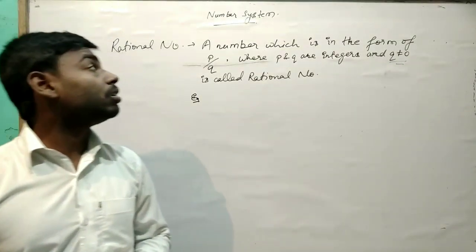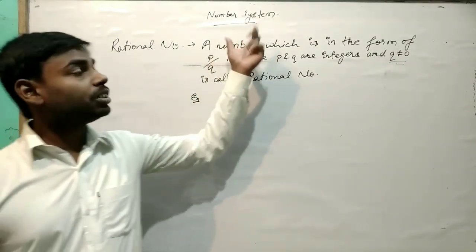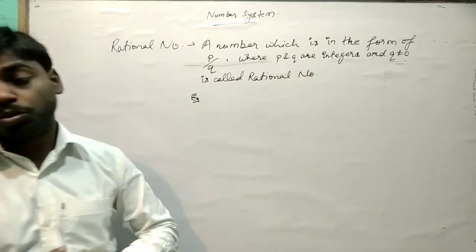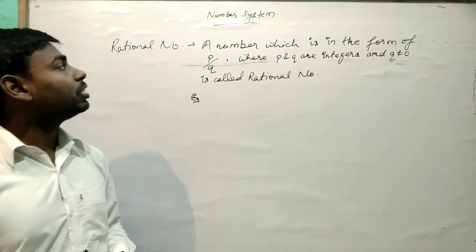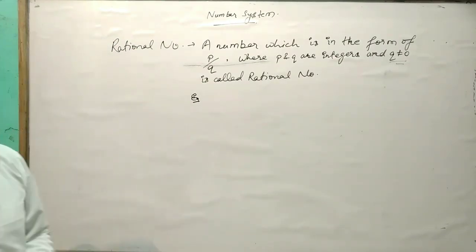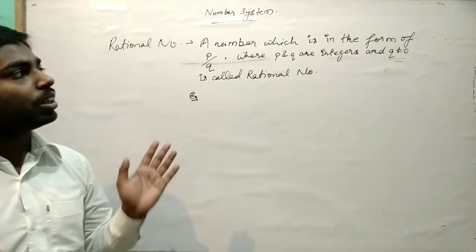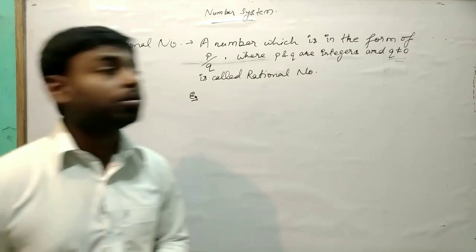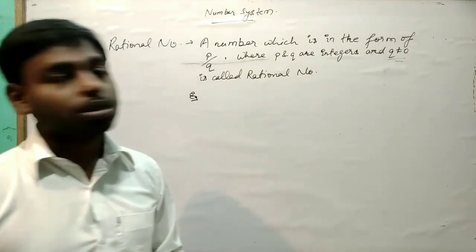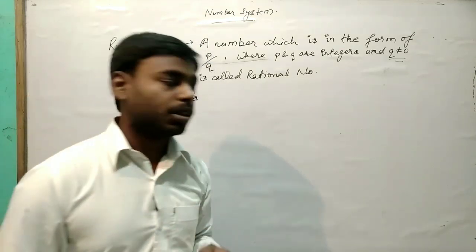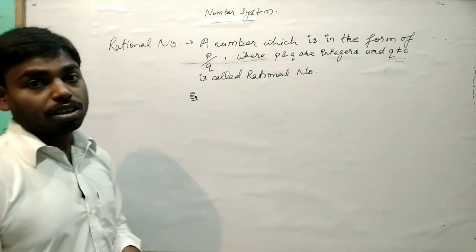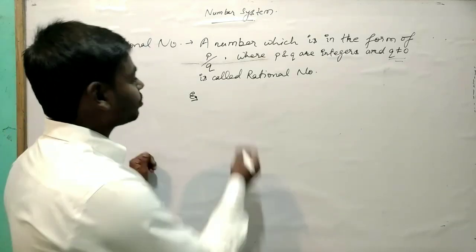Today we will learn about number system part 2. First, we know what a rational number is. A number which is in the form of p by q, where p and q are integers and q is not equal to 0, is called a rational number. Then we see some examples.